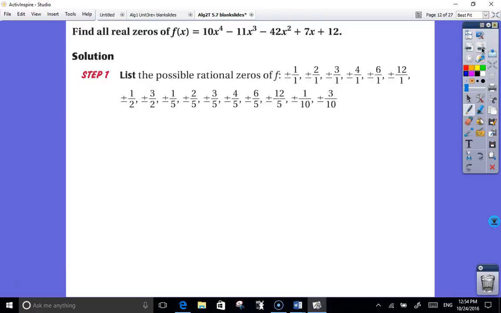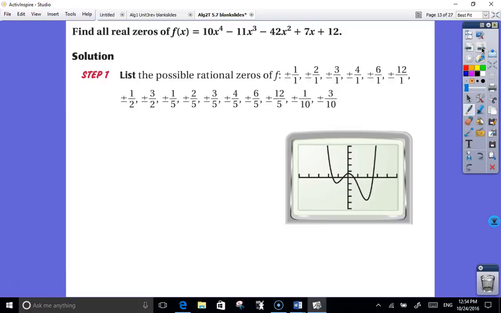But the fact is, we do have calculators now, and we might be able to narrow this down by looking at the graph. That's the graph of this function. And how many zeros do you see on that? It looks like there's 4. Now, we don't know if they're real. I mean, they're clearly all real. We don't know if they're rational or irrational.